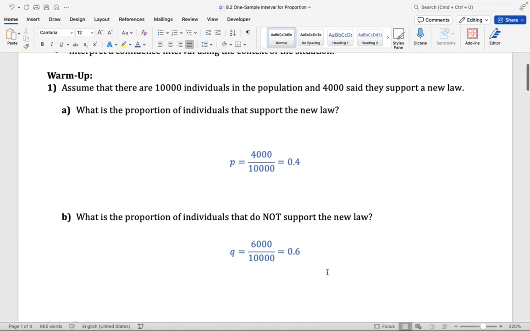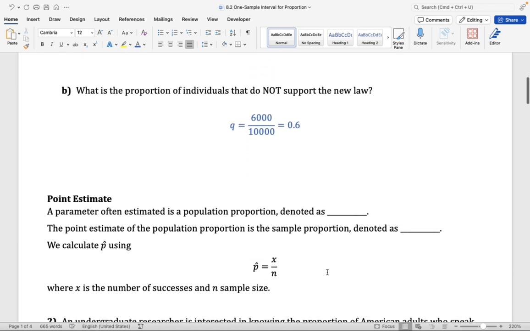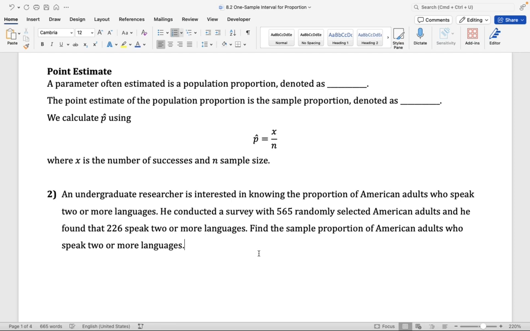Okay? So now, let's go ahead and talk about a point estimate. We talked about how X bar is a point estimate of mu. That means the sample mean is a point estimate of the population mean. Now in this lesson, we're talking about a point estimate for a proportion coming from the population. A parameter often estimated is a population proportion, and this is denoted as P. Again, P represents a proportion coming from the population.